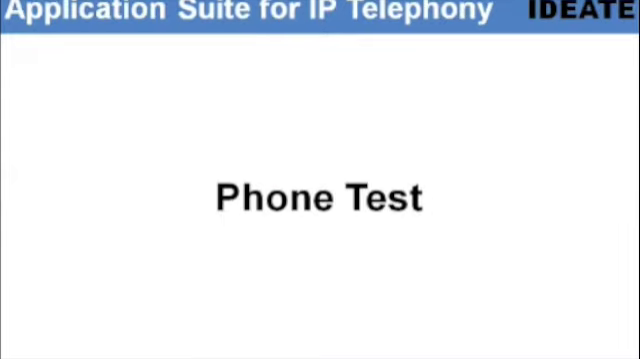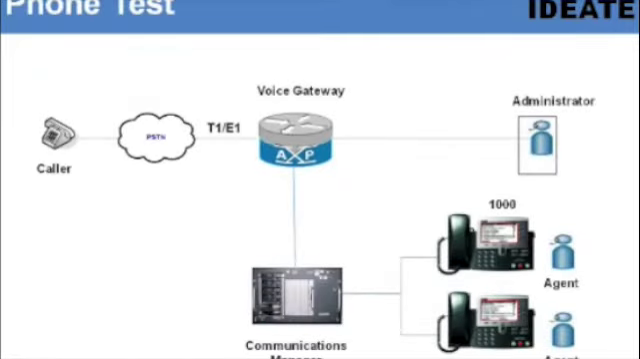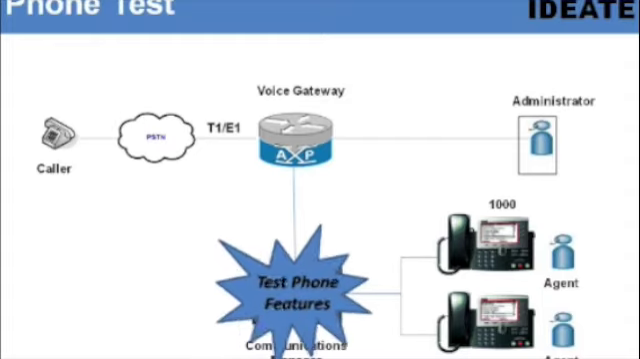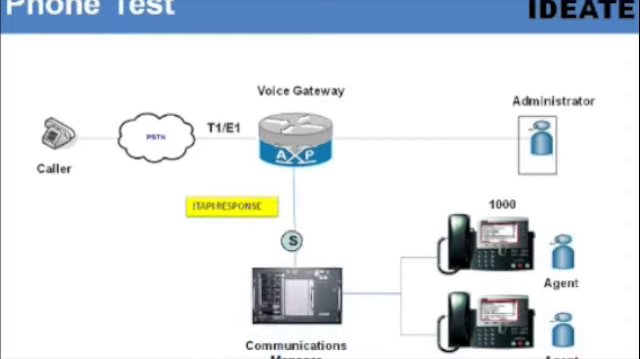This feature automates the complete phone testing process and provides status accordingly. Let's go over the process flow. Administrator can test phone features from the web browser itself. Request goes to the AXP, which instructs the communication manager to make test calls between phones registered. It tests make call, answer call, transfer call, and conference call features of the phones and sends the result back to the browser. The browser shows the status based on the result received for each of the phone.